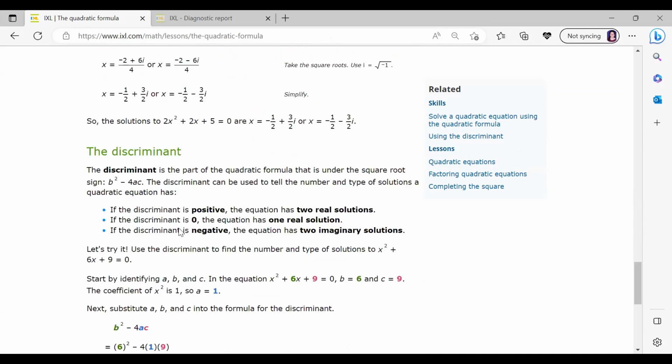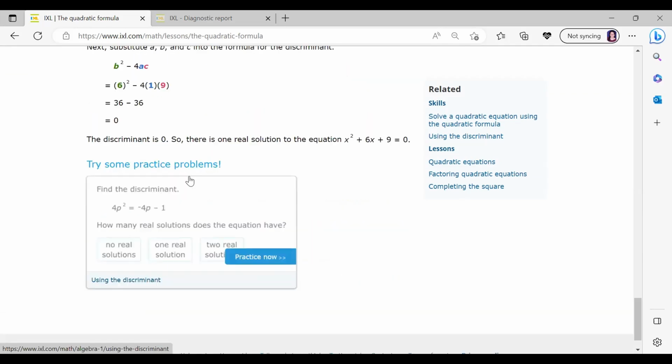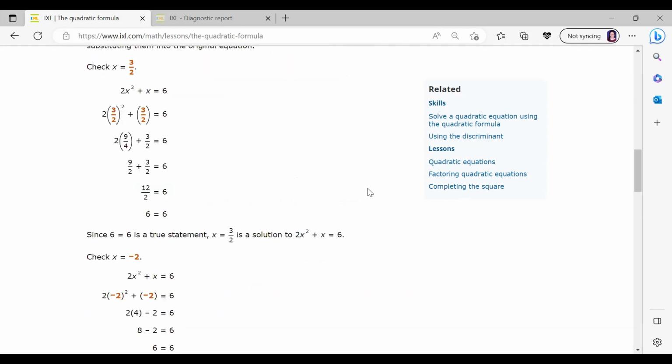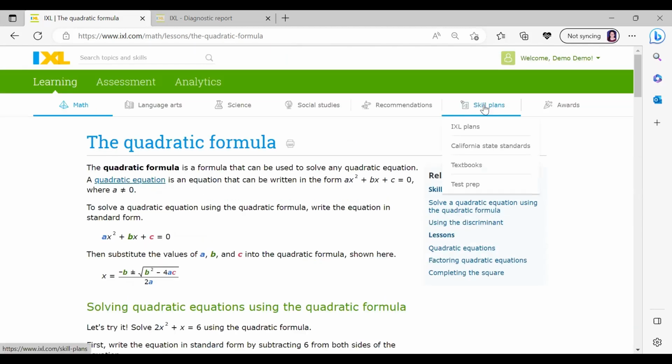Not this part, but they talk about the discriminant. They actually do teach quite a lot. And then they tell you what the discriminant is. After the discriminant, you can find no real solution, one real solution, or two real solutions. See? You can do click practice now. I think it's really useful, especially for higher grades.